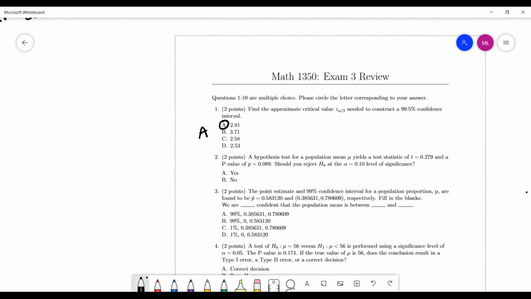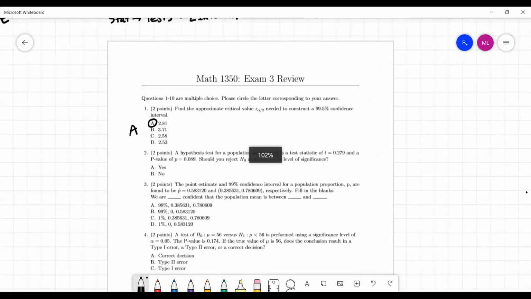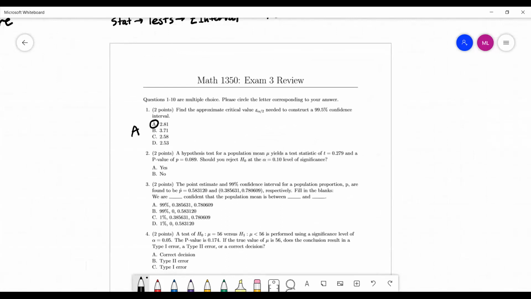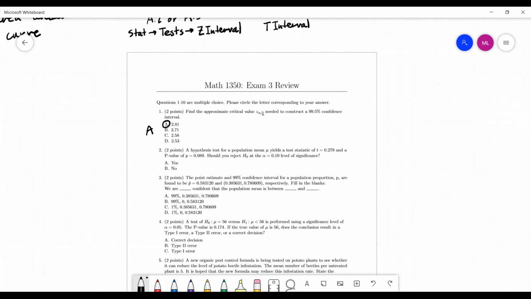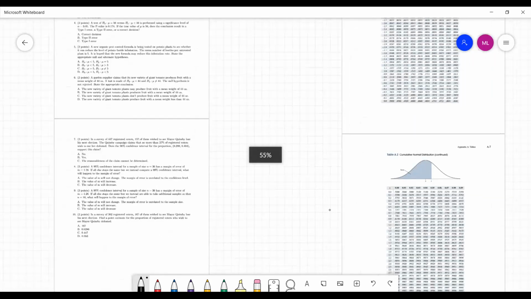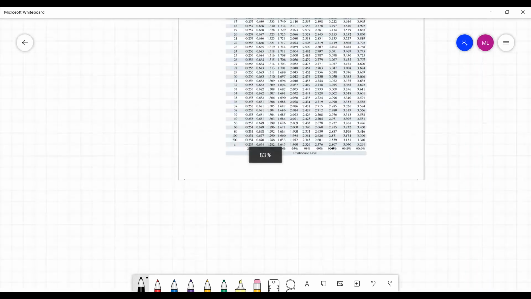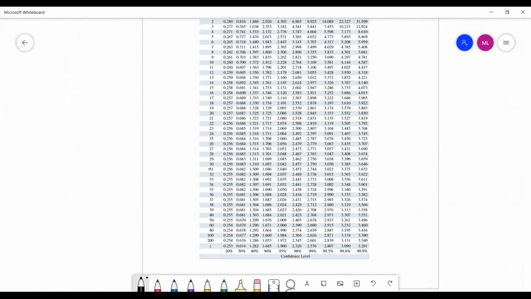Okay, and the only difference is if instead I'd asked for a critical value that involved a t-score instead, we would also need degrees of freedom, and we would have just used a different row. So if I said find the approximate critical value t sub alpha over 2 with a sample size of 31 needed to construct a 99.5% confidence interval, all we'd have to do is come down to the table, same as before, so same confidence level, but because I said sample size was 31, degrees of freedom was 1 less than that. We'd look at row 30 if the degrees of freedom was 30.